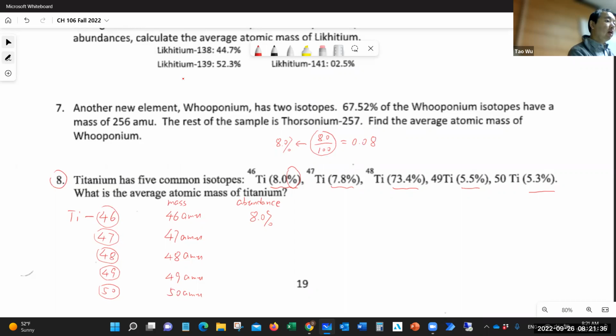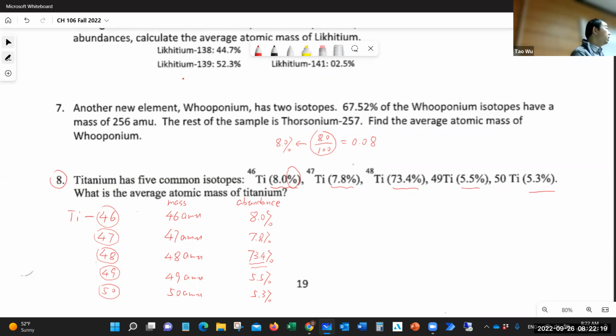47 AMU, for titanium 47, has 7.8%. Titanium 48 has 73.4%. And then 49 AMU has 5.5%. And titanium 50 has 5.3%. So if you look at the percentage abundance for each of the isotopes, you probably can realize that titanium 48 is actually dominant among all the isotopes.